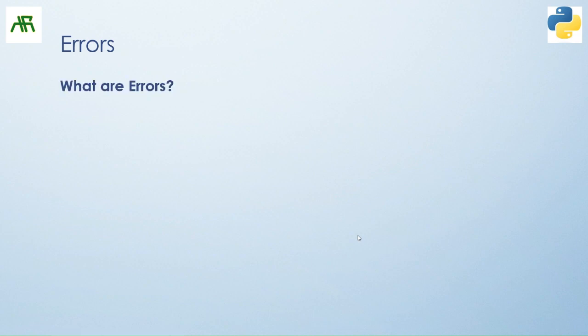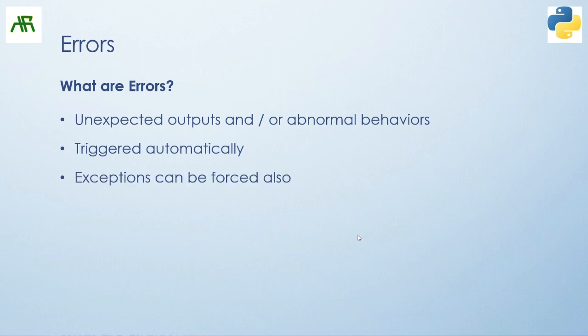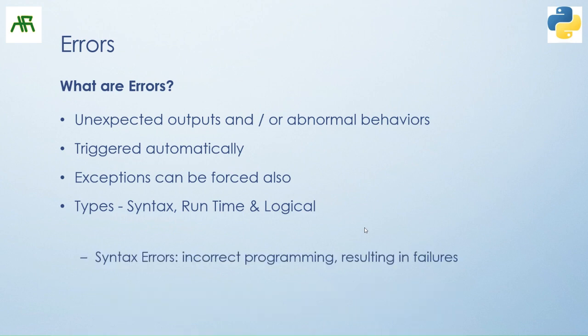What are errors? Errors are nothing but unexpected outputs and abnormal behaviors while executing a program. They are triggered automatically by the interpreter. And exceptions can be forced also. There are certain types of errors: syntax, runtime, and logical. We will look at them one by one.